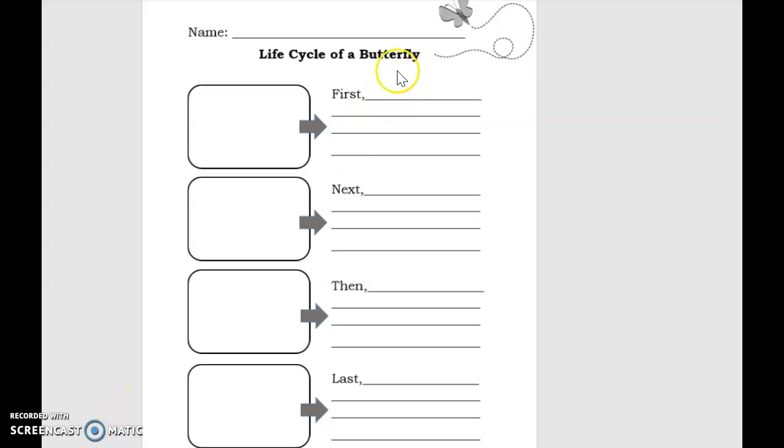Okay, and on here, you are going to write one sentence at least. It can be 2 or 3, but at least one sentence saying what happened first. Okay, so one complete sentence for each one of these. So I should have at least 4 sentences at the end. Okay, so that is it.